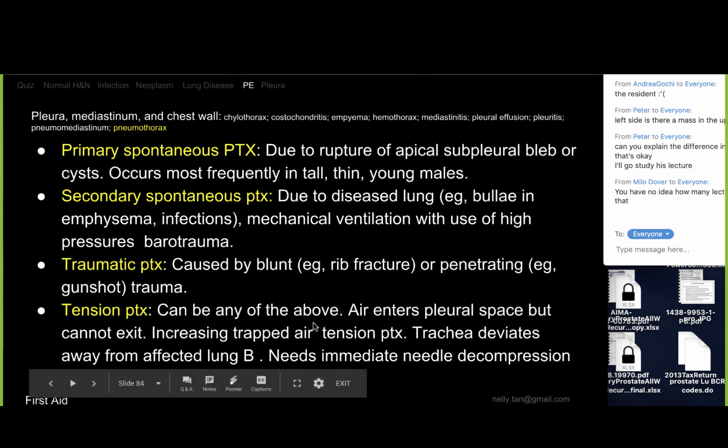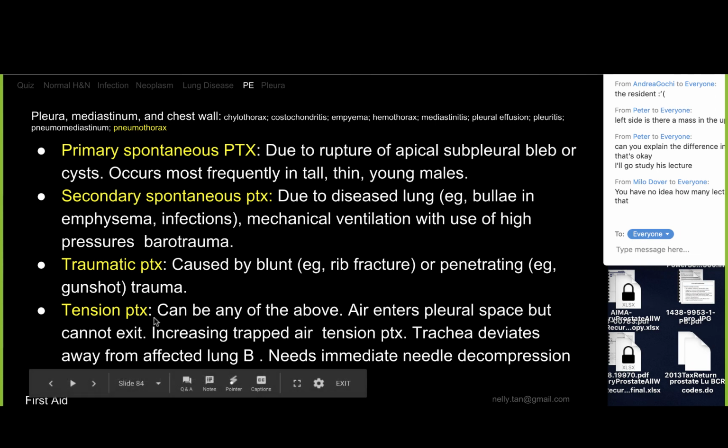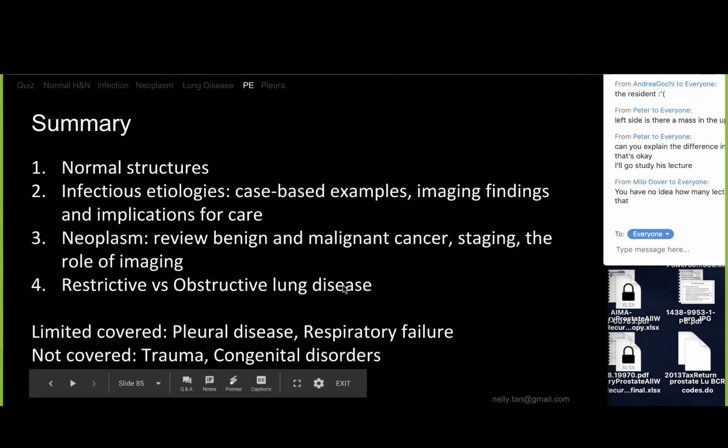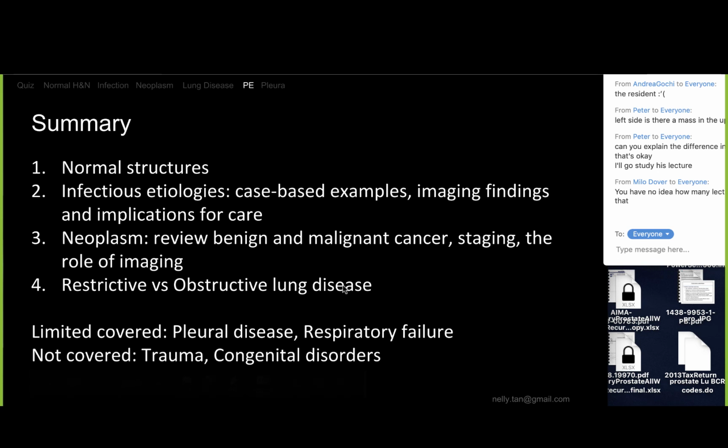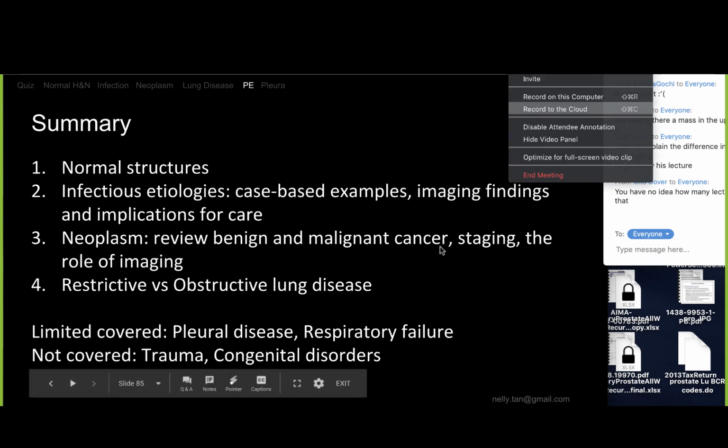Tension pneumothorax, we mentioned briefly before. This is when you have that ball and valve effect, so you have constant pressure into the pleural space, and you can have mass effect on adjacent structures like the heart, which can cause cardiopulmonary compromise. And that's it. So we did very limited coverage of pleural disease and respiratory failure, and we didn't touch on the rest because the lecture was already kind of long.